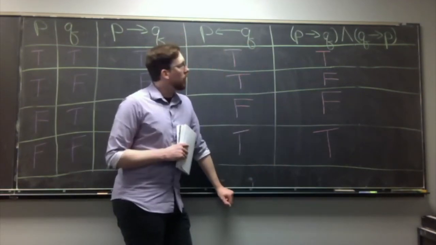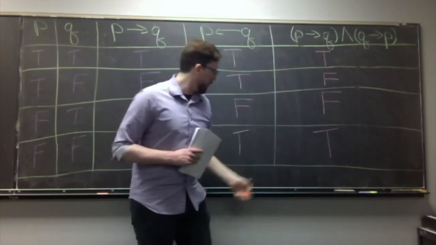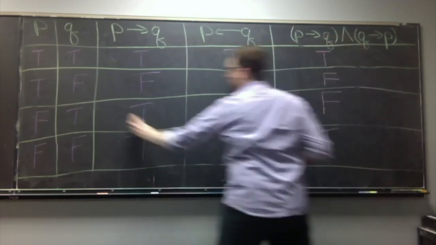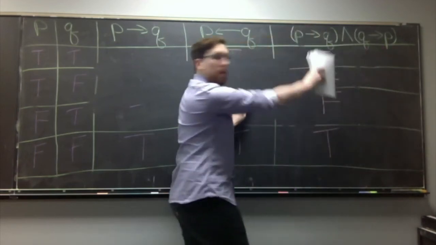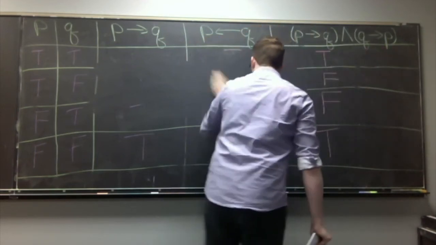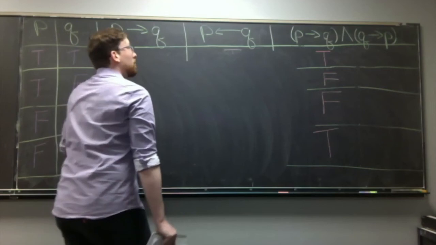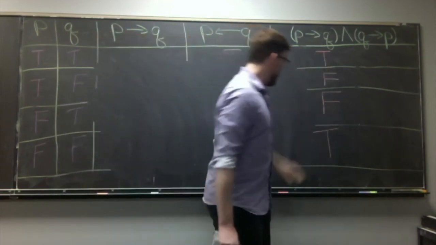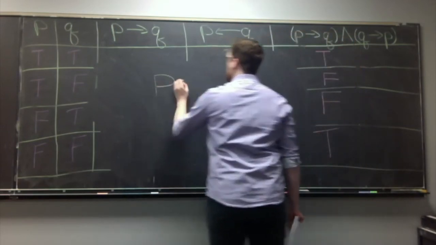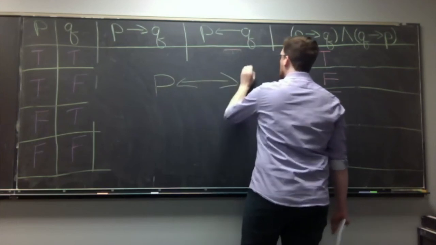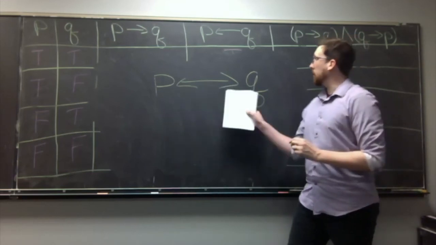Having said that, this particular example is a special case. We call this the biconditional. We oftentimes write it in a particular way. Because this is so long to write, we oftentimes write it as P implies Q with an arrow pointing in both directions. P implies Q and Q implies P.